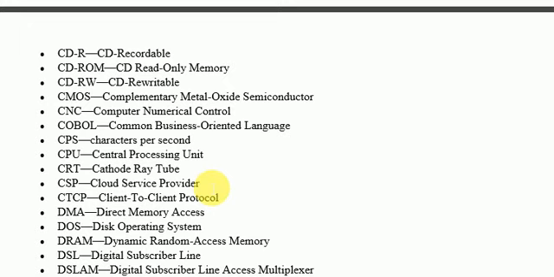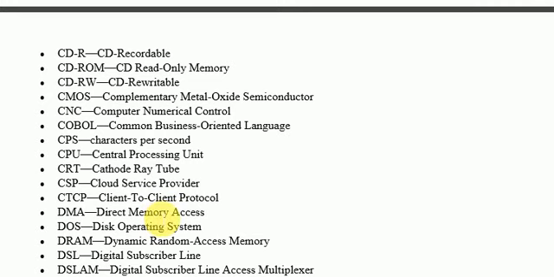Nowadays so many mobile companies also provide their own cloud system, with a size of 5 GB, 10 GB, like that, like Mi Cloud, Samsung Cloud. So that cloud is nothing but a virtual memory. Then CTCP stands for client to client protocol. It's one type of protocol.